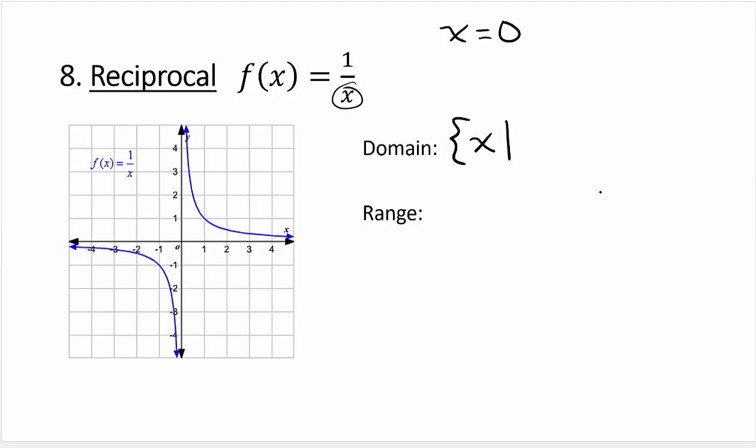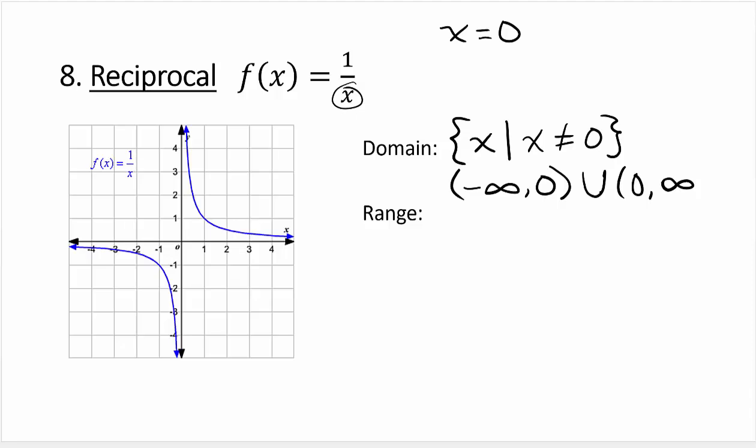So for my domain, I want the set of all x such that x does not equal 0. So that's writing that in set builder notation, listing what property has to be true in order for x to be in that set, which in this case is that x cannot be equal to 0. We could also write this in interval notation if we wanted to, breaking that into two intervals, because I know I'm not including 0. So we're including everything to the left of 0, negative infinity to 0, and then everything to the right of 0, or from 0 to infinity.